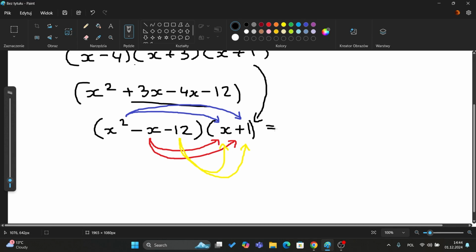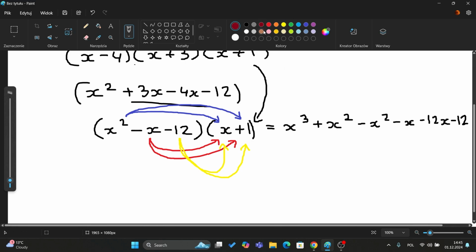So that gives us x squared times x plus 1, which is x cubed plus x squared. Now we got minus x times x plus 1, so minus x squared minus x, and minus 12 multiplied by x plus 1, which is minus 12x minus 12.